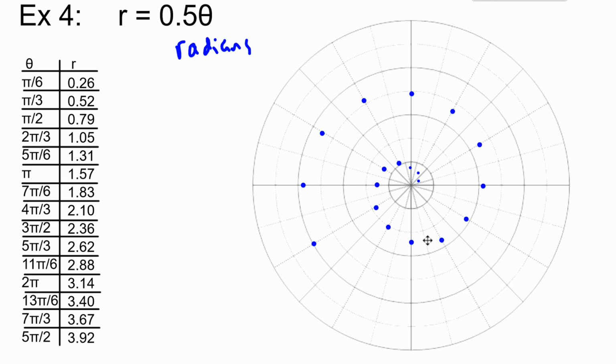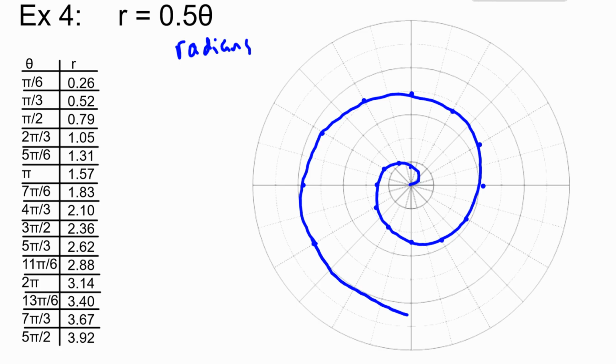So this ends up being a cool little spiral here. It looks almost like one of those seashells or snail shells. This does turn into a spiral because every time theta gets bigger, we're multiplying by 0.5. And as the radian measure is getting larger, we're getting farther away from the center. So we're going to have this spiral here if we connect all these dots. I stopped here, but it is going to keep getting bigger and bigger, and it's going to keep spiraling and spiraling.